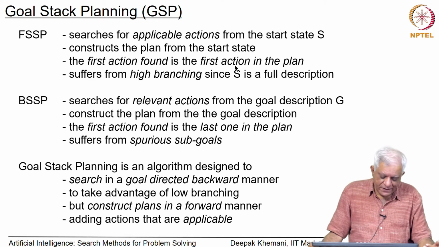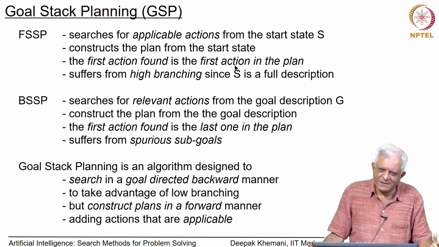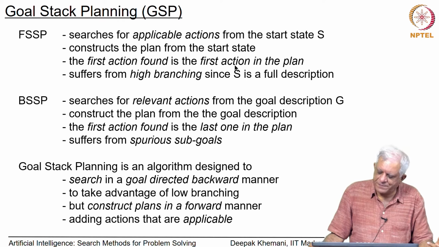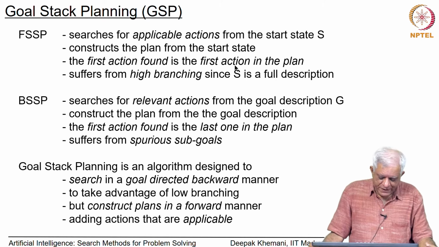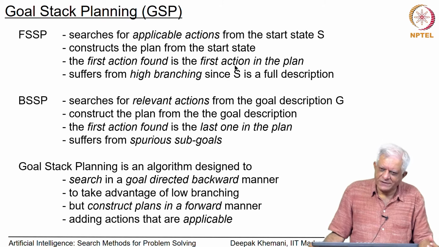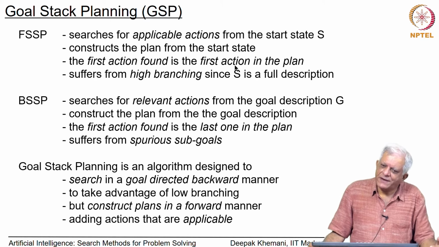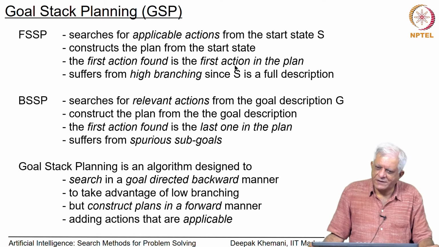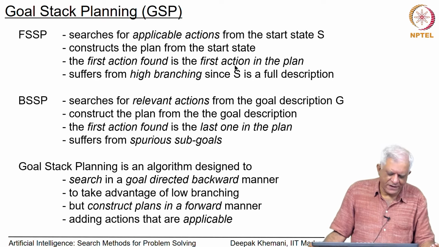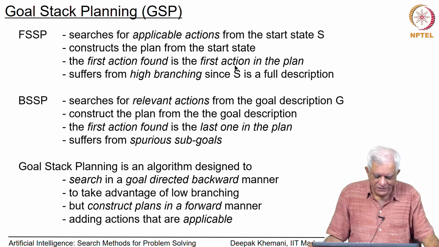Goal stack planning, on the other hand, will construct the plans in a forward manner, which means that when it adds an action to a plan, it would be sure that the action is applicable, and we have said that the process of progression is sound essentially. So, it will construct the plan from the first action onwards, but it will search for that plan from the last action or the last goal, that is, the final goal that has to be achieved.